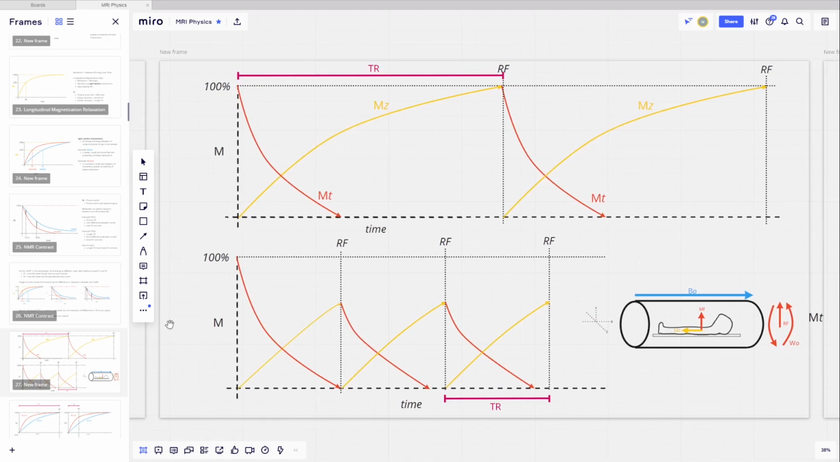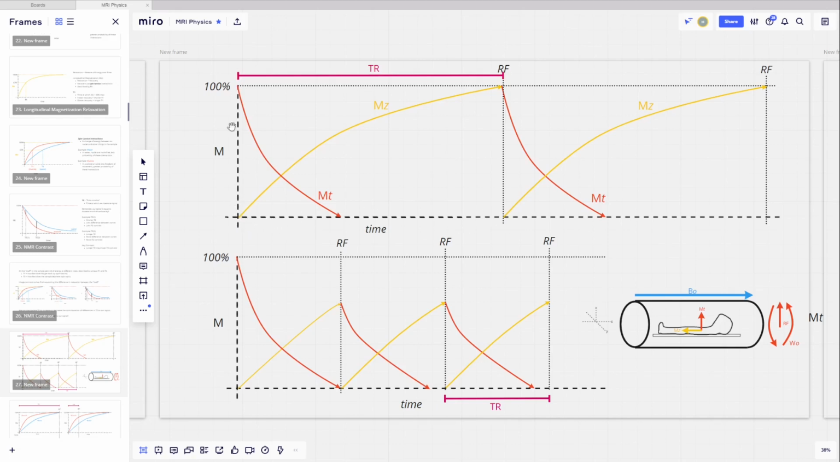A lot going on here, but it's actually really straightforward. So this at the top is what we've seen before. We have how big our magnetization is on the y-axis. This is just how big is the arrow, and on the x-axis is time.